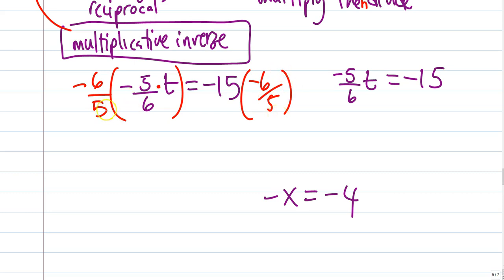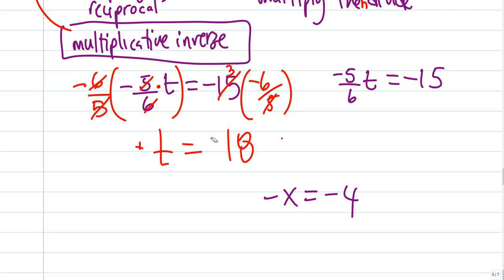So what are we going to do here? Let's see. The 5's cancel. The 6's cancel. The negative times the negative gives me positive t equals. On the right side, I can do 15 times 6 is 90. 90 divided by 5. Totally nothing wrong with that. I'm going to divide the 5 into the 15 3 times. A negative times a negative is a positive. 3 times 6 is 18. So just t equals 18.